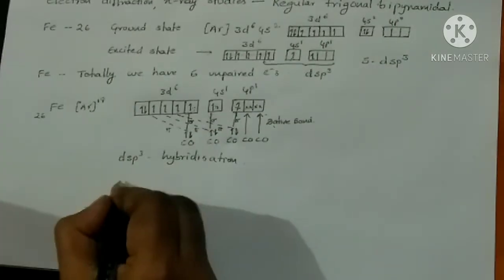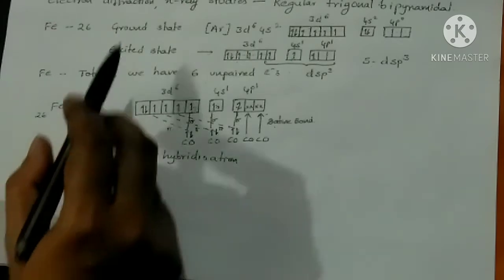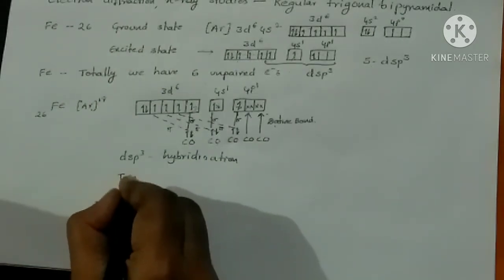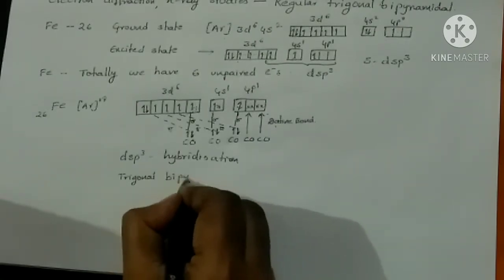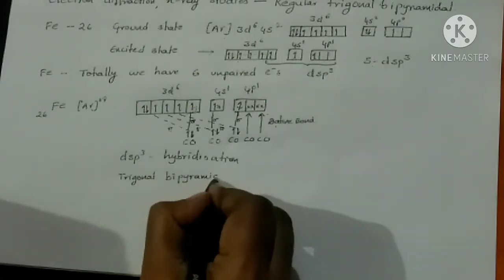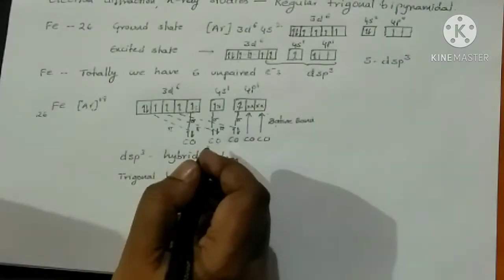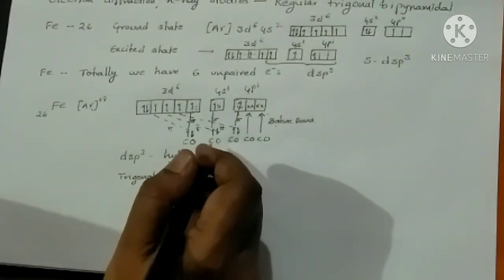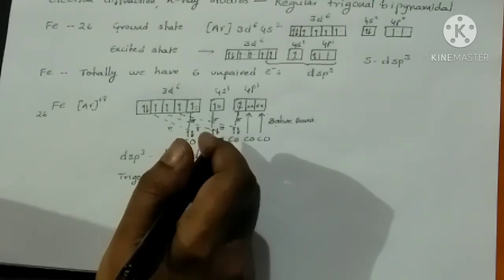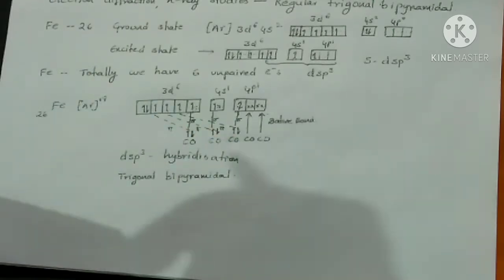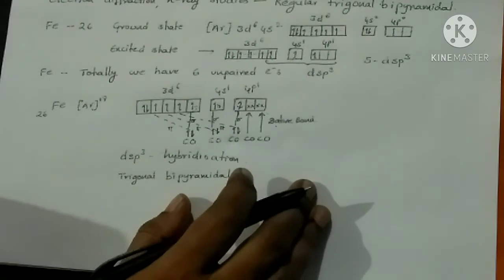And the structure of this iron pentacarbonyl is trigonal bipyramidal structure. So this is how the bond formation takes place in iron pentacarbonyl molecule. And next we can see another iron carbonyl, that is iron nonacarbonyl. It is having 9 carbonyl groups attached with 2 metal atoms.